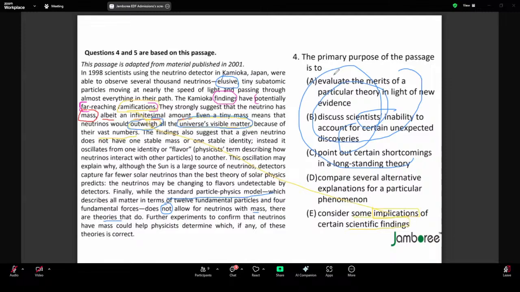This is where this was very weird. Evaluate the merits of a particular theory. What is the merit? Merits and demerits. So implication, if this happens, they'll end up outweighing everything in the universe, which is a major, major ramification. So looks better. Charlie and Echo. Okay, so we have different answers at least. Point out certain shortcomings in a long-standing theory. What is the long-standing theory?